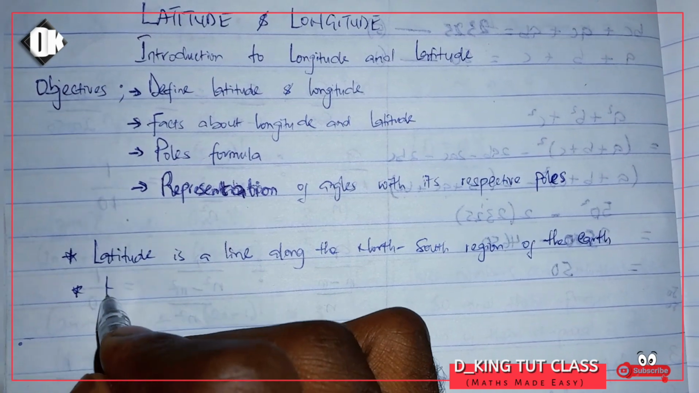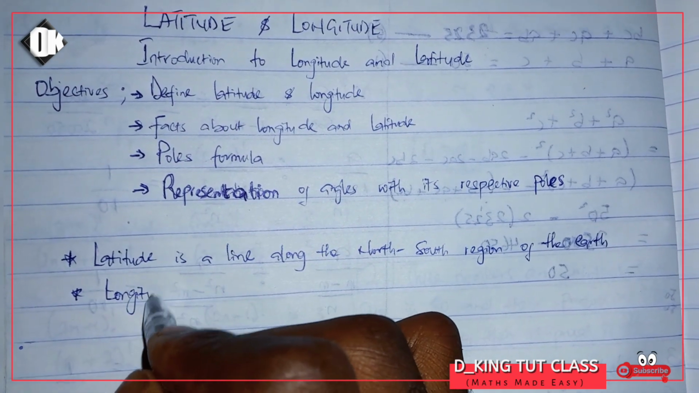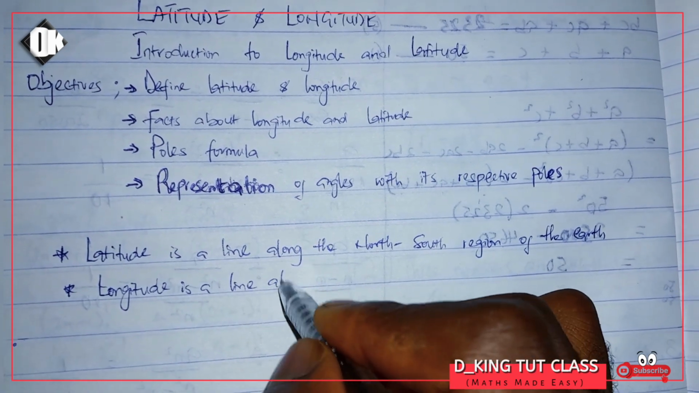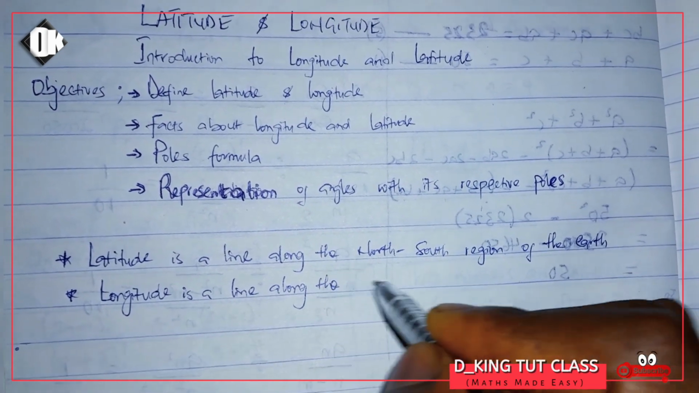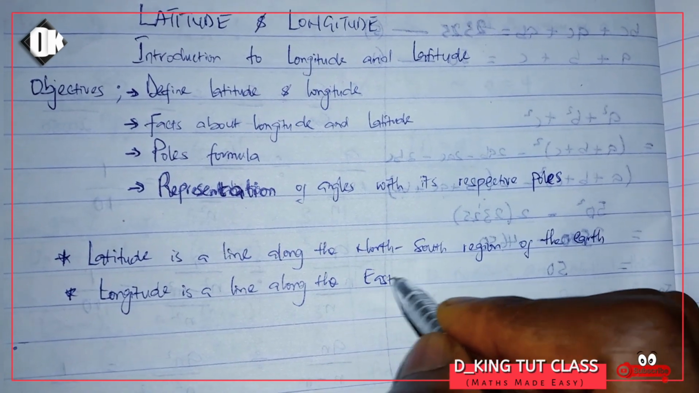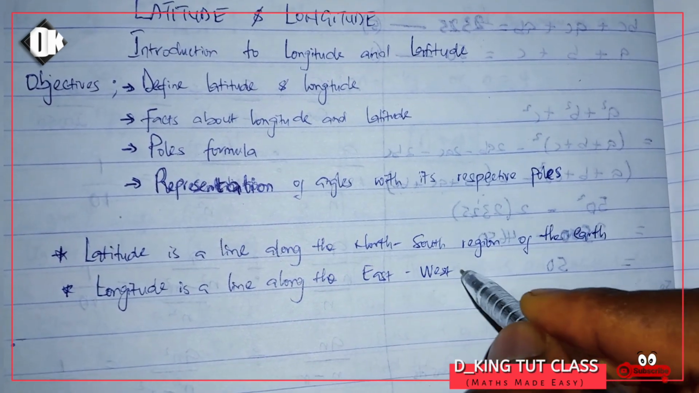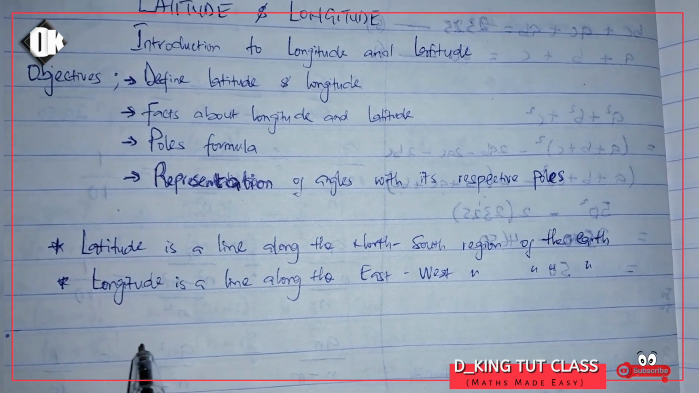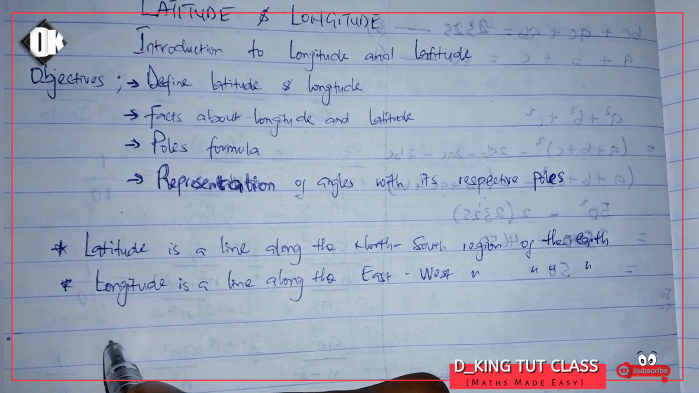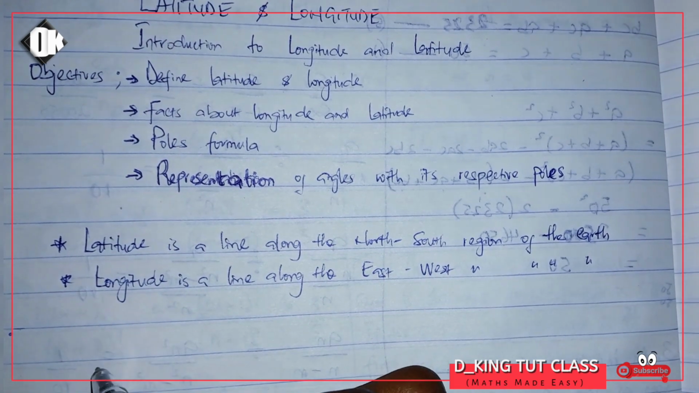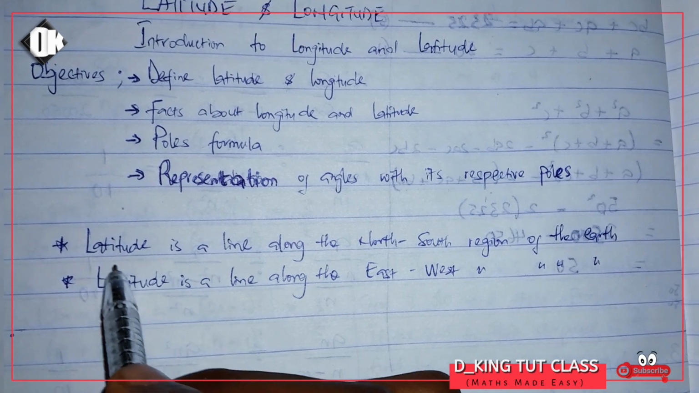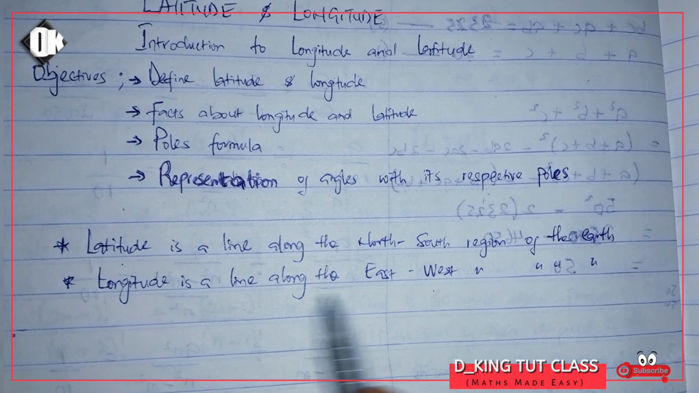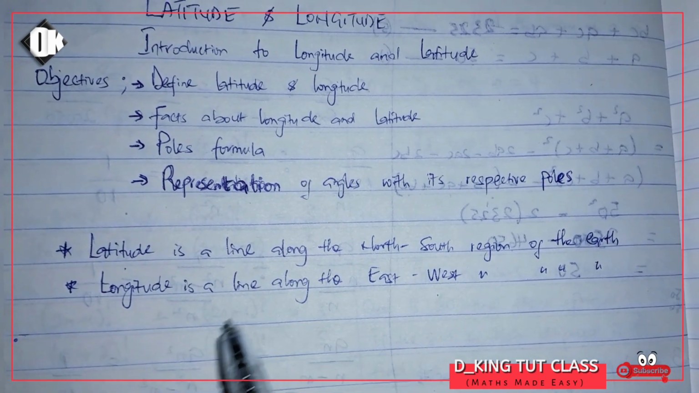Now, longitude in its own case is also a line along the east-west region of the Earth. That is, if I see a line along the south and the north, what am I talking about? I'm looking at latitude. And if I see a line along the east and west, I'm looking at the longitude.